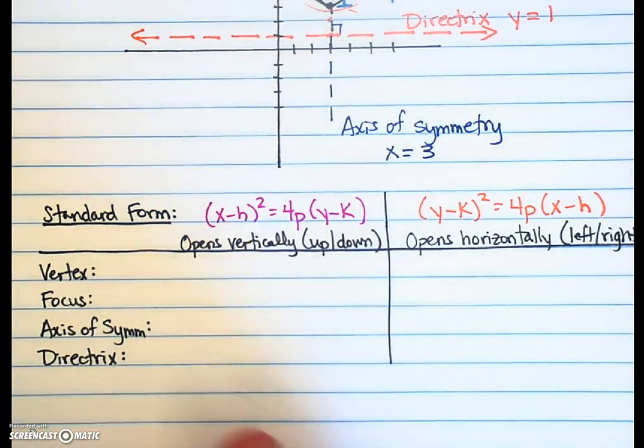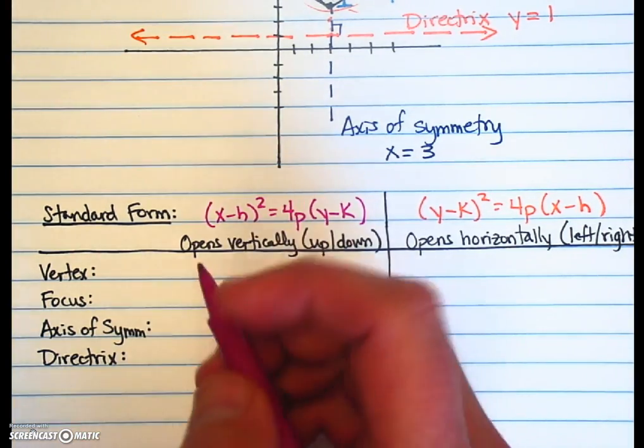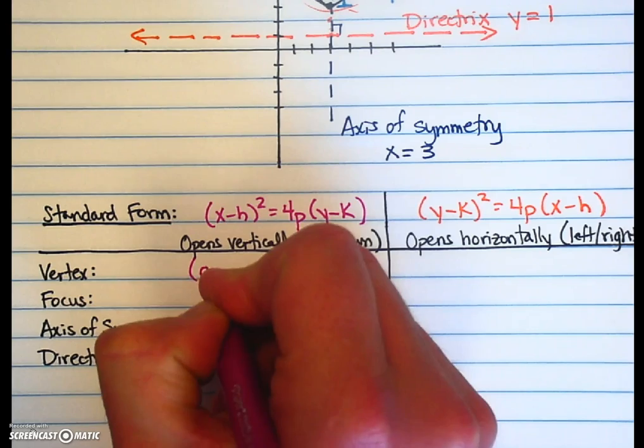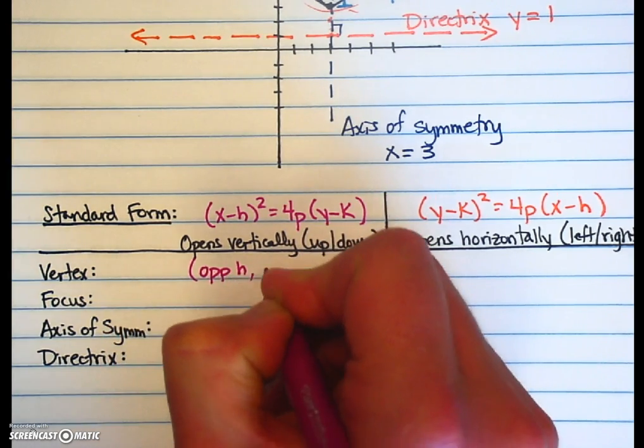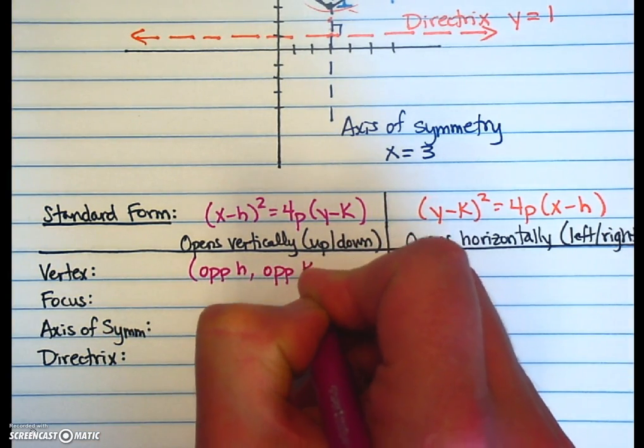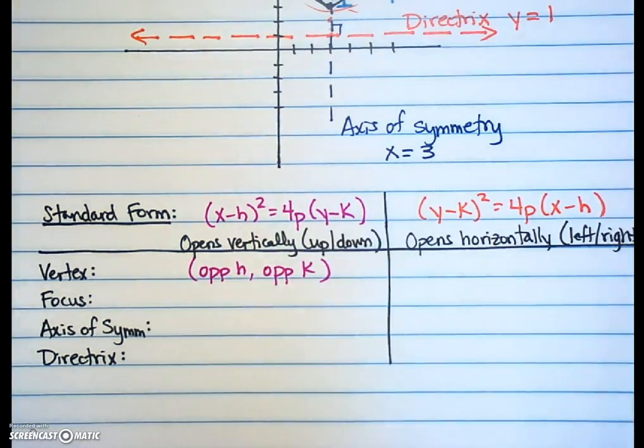Our vertex here is just like what we did today with the circles. We're going to take opposite h, opposite k. Remember we talked about h and k, really the formula says h comma k, but just the opposite kind of helps us to remember that.